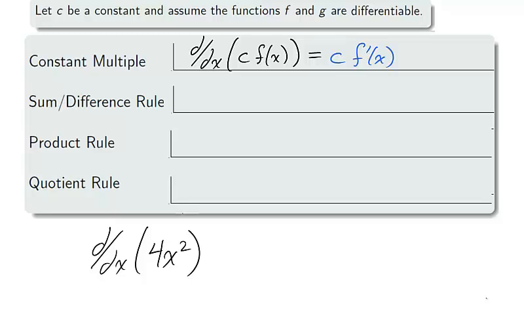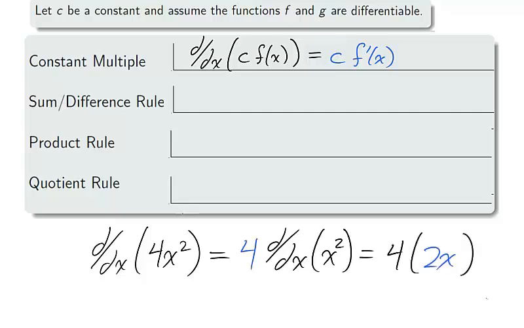Take, for example, the derivative of 4x squared. We know the derivative of x squared exists, so the 4 factors out before we take the derivative. And using our power rule, we find that the derivative of 4x squared is 8x.